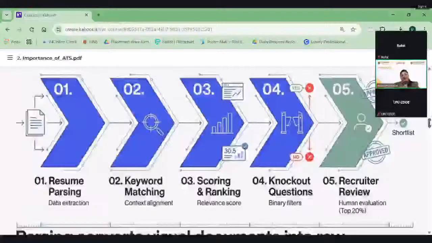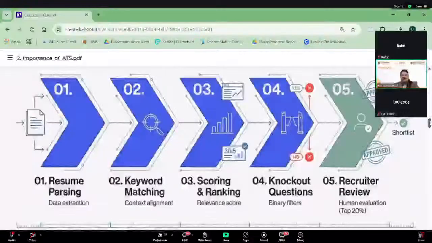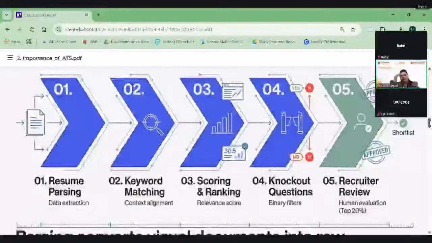Secondly, on the basis of the keyword shortlisting which has happened, the ATS is going to give a score to your CV. In case that scoring is relevant, then definitely I'm going to proceed ahead with the next round. Otherwise, your CV is going to be rejected there and then.